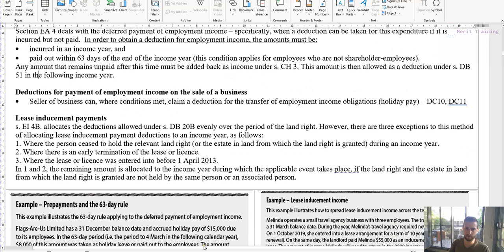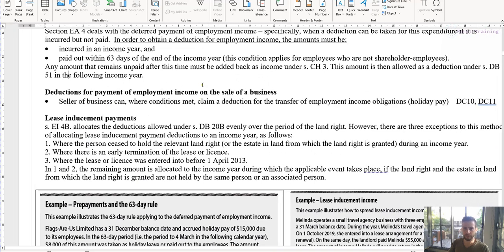So next is deductions for payments of employee income on sale of a business. So this is basically any employee income obligations like annual leave, for example, holiday pay. The seller of the business can claim a deduction for that because normally you get a deduction when holiday pay is paid, not accrued. So this is kind of to make sure that the seller of the business who's accrued all that leave for his employees in his P&L and has had that expense throughout all the years isn't left out of pocket. He should get the deduction for it effectively. So that's what that is saying. So as soon as he sells the business, he claims a deduction for transfer of the employment obligations.